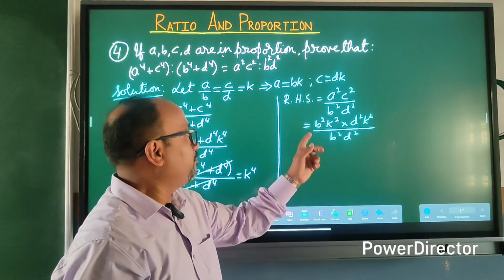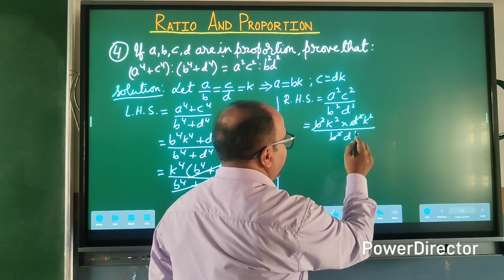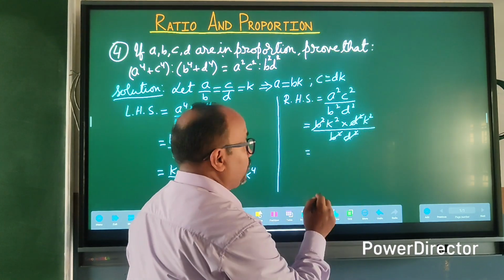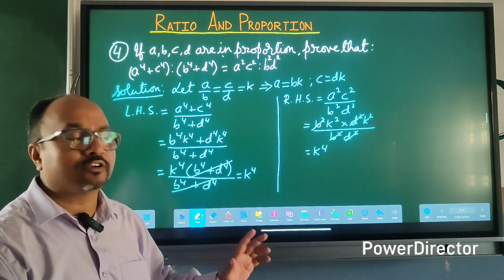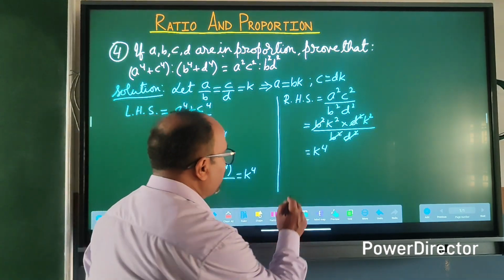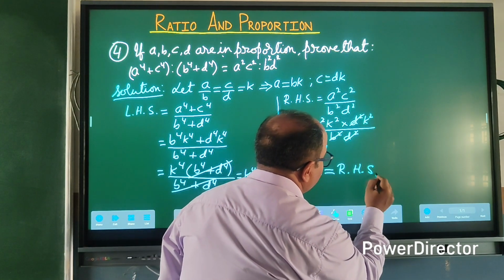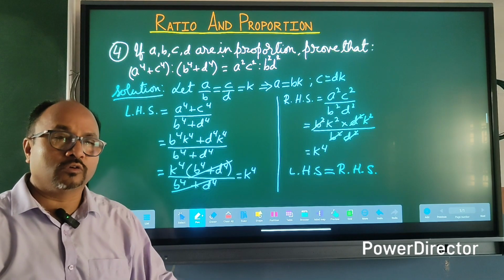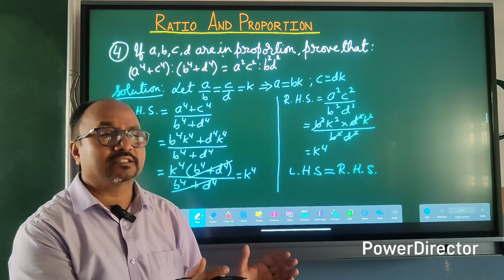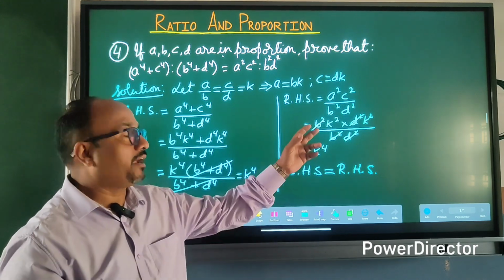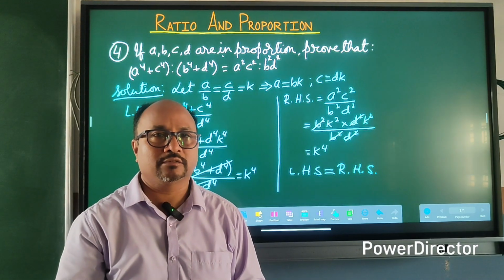Now you can see B square is getting cancelled and here D square is getting cancelled. And K square into K square is K to the power 4. So LHS came as K to the power 4, RHS came as K to the power 4. So now we can write LHS is equal to RHS and the sum is proved. So most of the sums of K method you will have to take LHS, get a simple term like what we got here, take RHS, get the similar result and you can write that LHS equals to RHS.